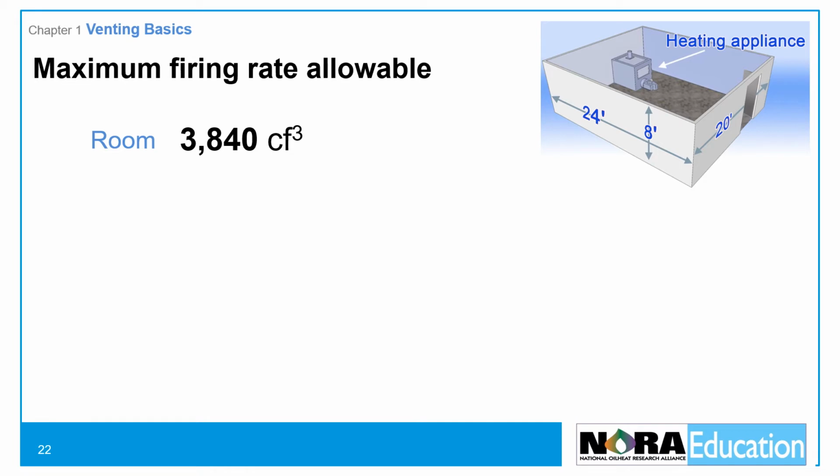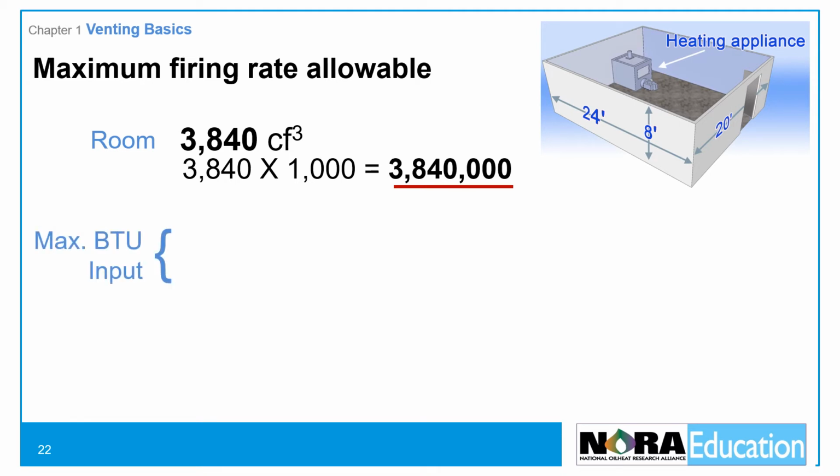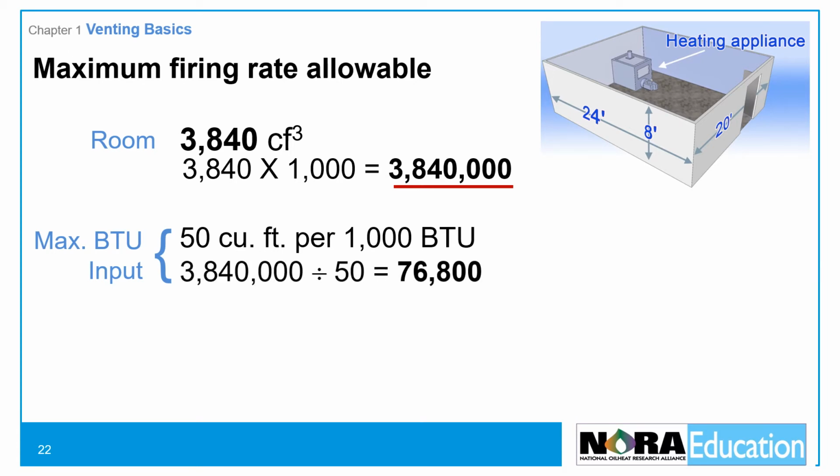We then need to multiply that times 1,000 BTUs to get a value of 3,840,000. To get the maximum BTU input, and we know that we need 50 cubic feet per 1,000 BTUs, we have to divide the 3,840,000 by 50, and that'll give us a value of 76,800, which is the maximum BTU input for all appliances in the room.